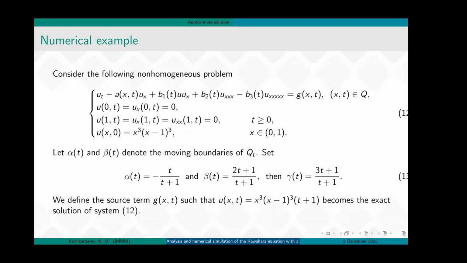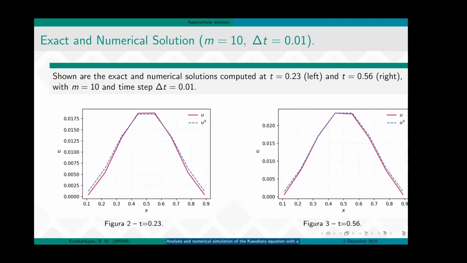And to evaluate our method, we consider a test problem with a known exact solution. We choose the moving boundaries alpha(t) and beta(t) defined here. We construct the source term g(x,t) such that the function u(x,t) is the exact solution of system 12. And here we compare the exact solution, red line, and numerical solution, blue dashed line. With just 10 basis functions and time step of 0.01, we already see reasonable agreement at different times, though some small deviation is visible.